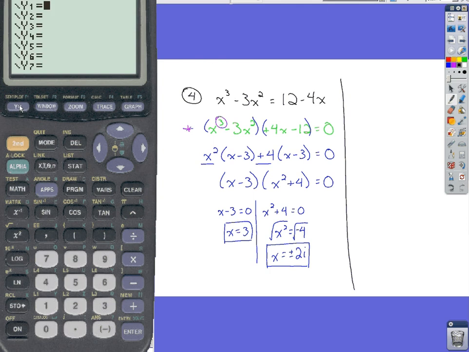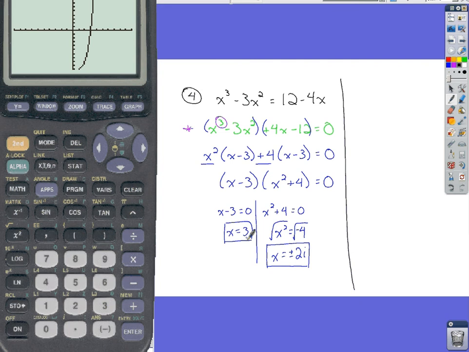So if we graph this out, right, there's the function. Graph it. We should notice that it's crossing at 3 on the x-axis. Makes sense because that's one of our solutions here.